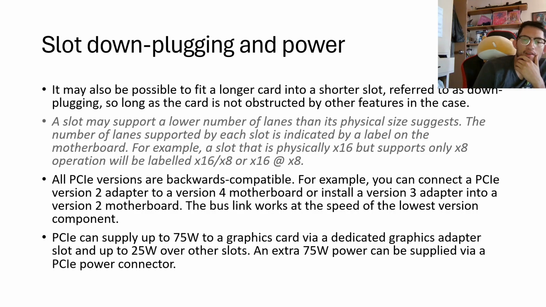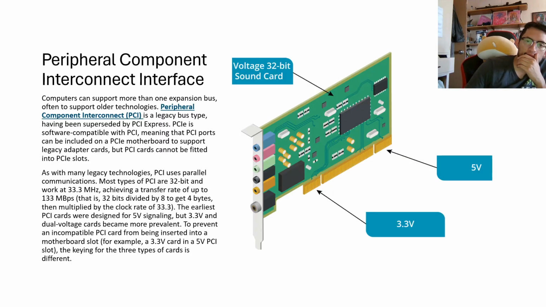PCIe can supply up to 75 watts to the graphics card via a dedicated graphics adapter slot, and up to 25 watts over other slots. An extra 75-watt power can be supplied via a PCIe power connector. Here we've got an example of one of them, just a sound card.